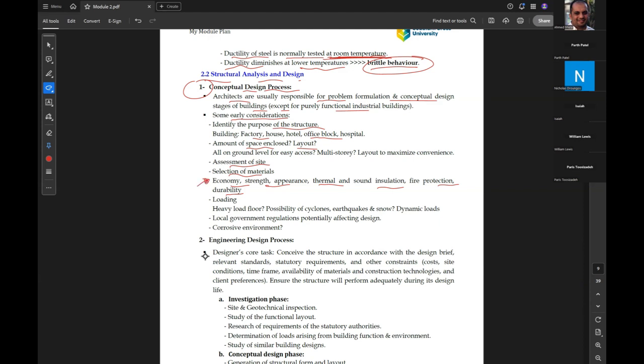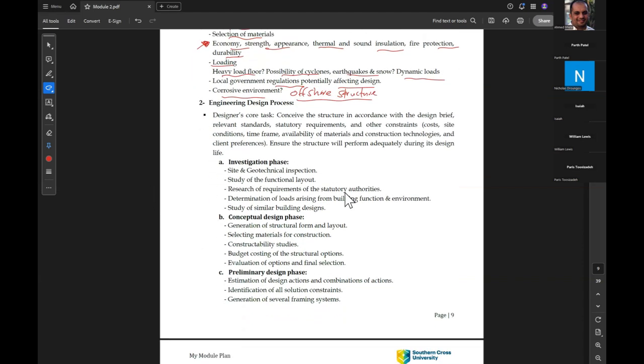So all this should be considered when choosing the material. The loading: what are the types of loading? Heavy loading, or possibly cyclic, earthquake, snow, or dynamic loading. So you need to know what type of loads the building or element is subjected to, to select the material based on that. Local government regulations potentially affecting the design. And we also need to check if we are in a corrosive environment, for example an offshore structure, which is exposed to wind and water all the time. So this will be a corrosive environment.